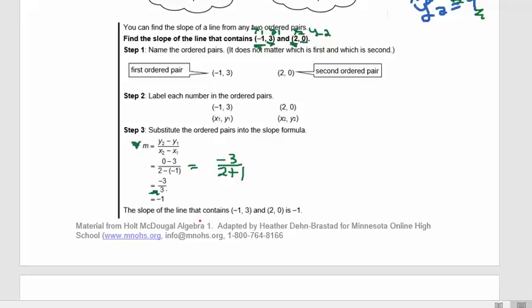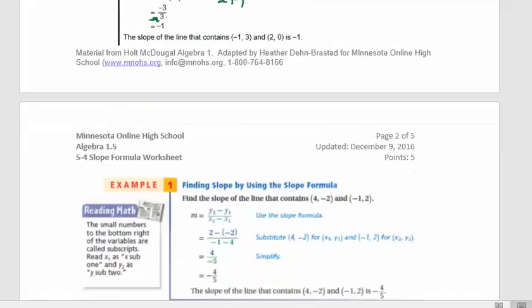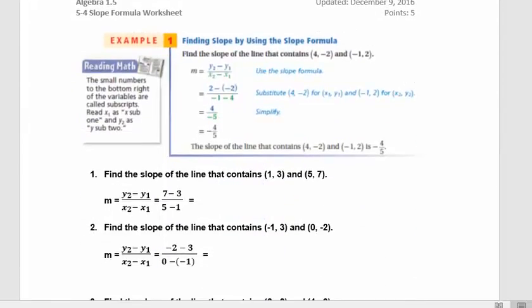They don't always simplify. Oftentimes you will write your answer as a fraction. You will get a fraction. For example, here's another example. Lots and lots of examples here. In this example, when they did the work, they got an answer of -4/5. Don't change that to a decimal. Just leave it as -4/5.